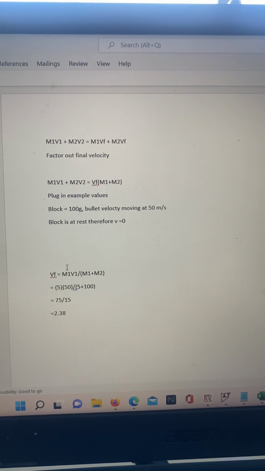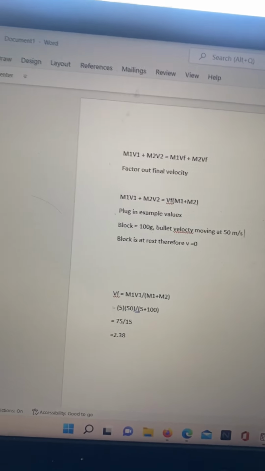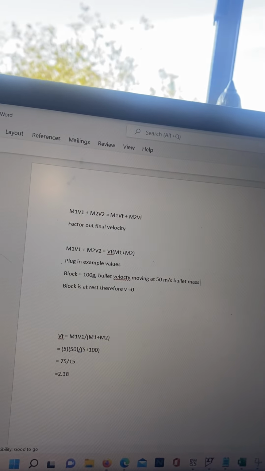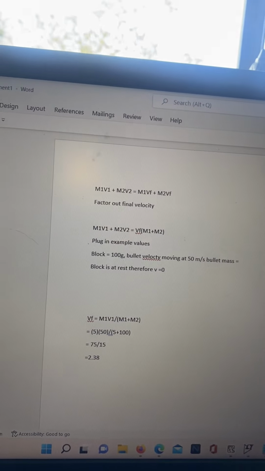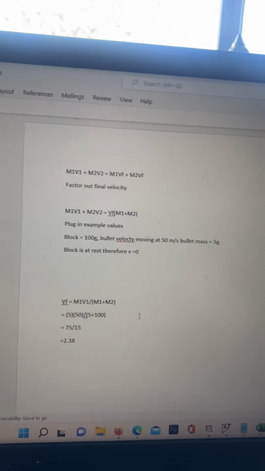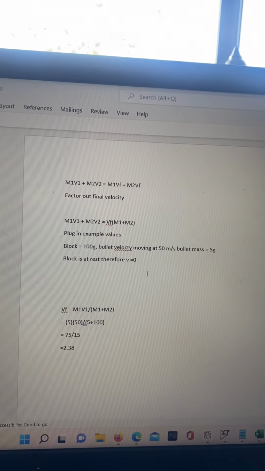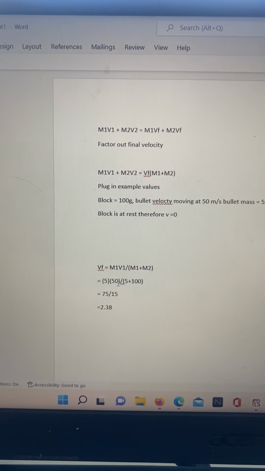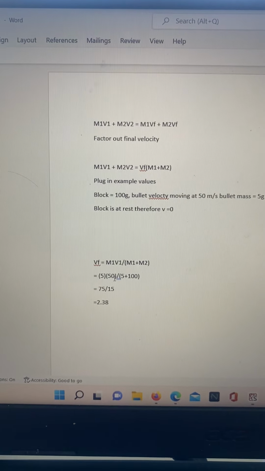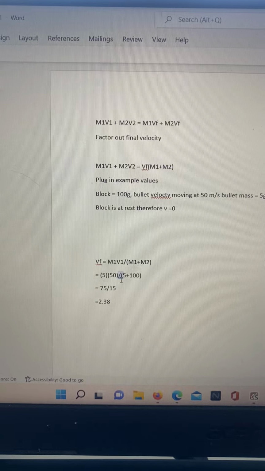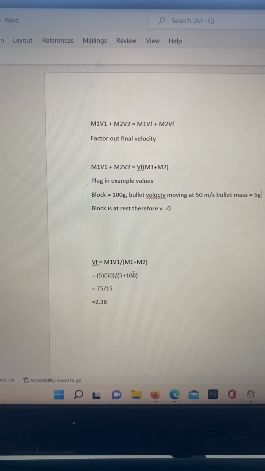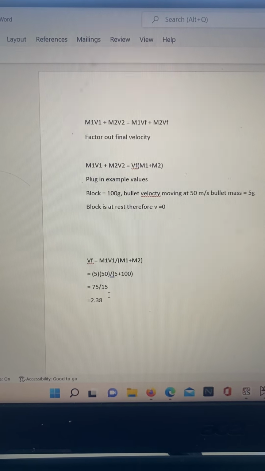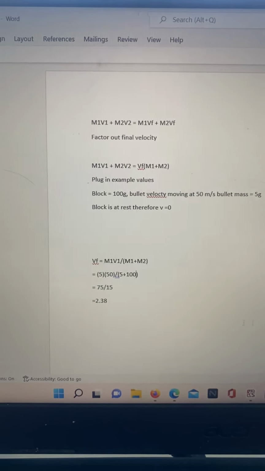And then we need the mass of the bullet. We're going to do 5 grams. So it's a 5 gram bullet, and this all gets plugged in down here. So we have the mass of the bullet times the velocity of the bullet, so 5 times 50, divided by the mass of the bullet plus the mass of the block. This is in grams. That gives us 250 over 105, which should come out to 2.38.